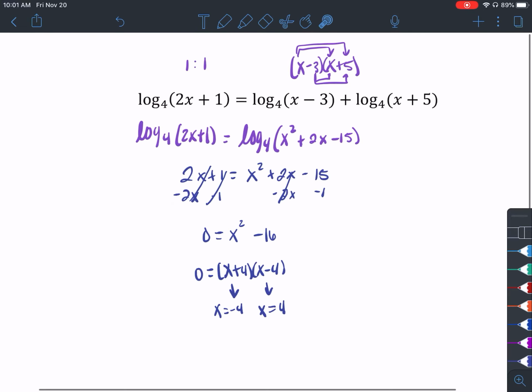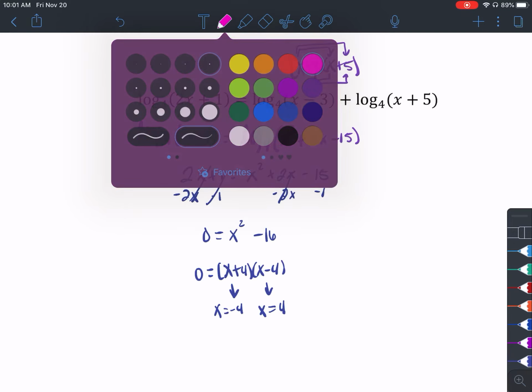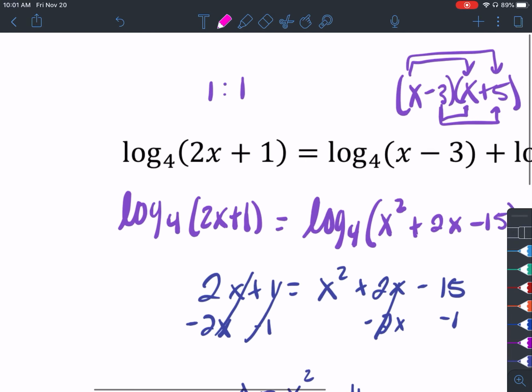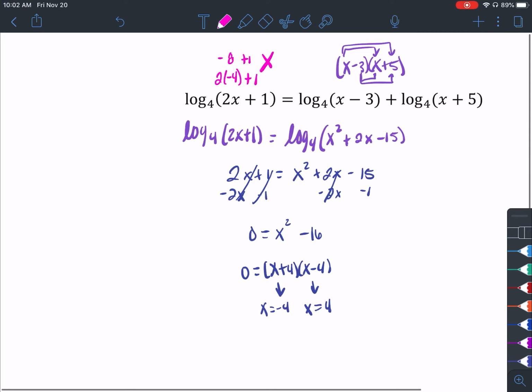Once again, we have to go back and double check. So we actually have to plug these numbers in. So let's start with the -4 because that's typically the one that gets us in trouble. Typically, but not always. So I'm going to do 2 times -4 plus 1. That gives me -8 plus 1. That's going to be a negative number. So immediately I know this one does not work.